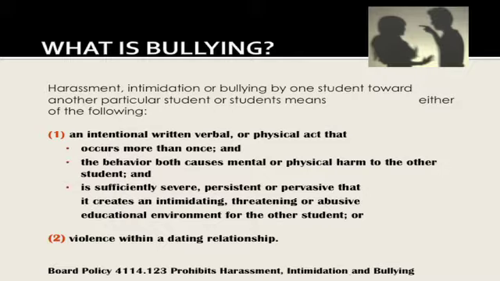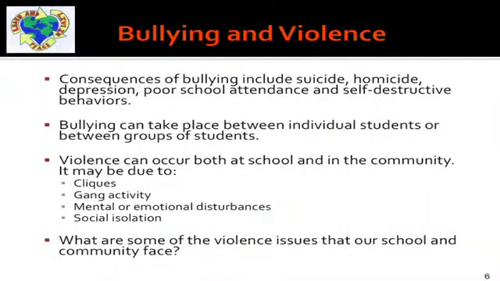Dating violence has most recently been included in our harassment, intimidation, or bullying policy. There are tremendous consequences for both the students who bully and those who are being bullied. Suicidal and homicidal behavior, depression, and other self-destructive behaviors may be present. Bullying and violence can happen between two people or between groups of people, and can occur in person or in cyberspace.